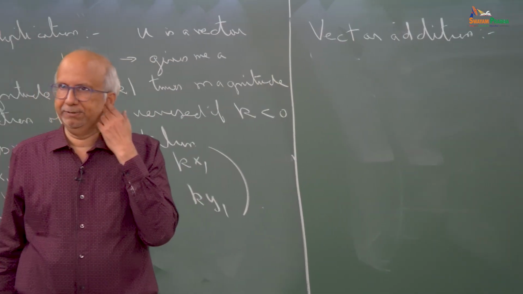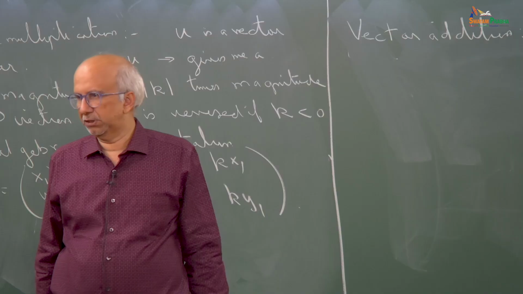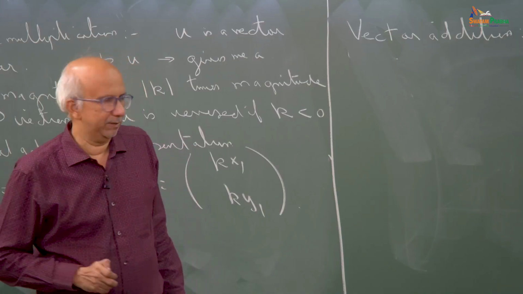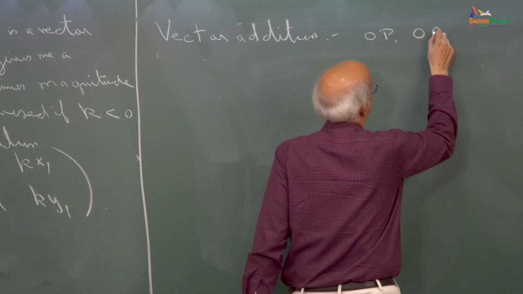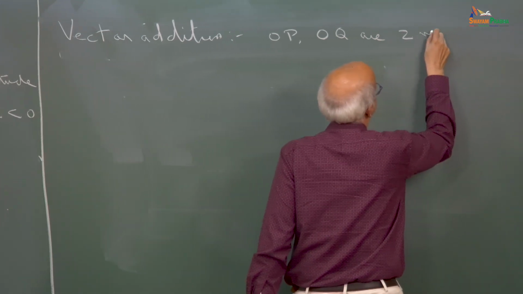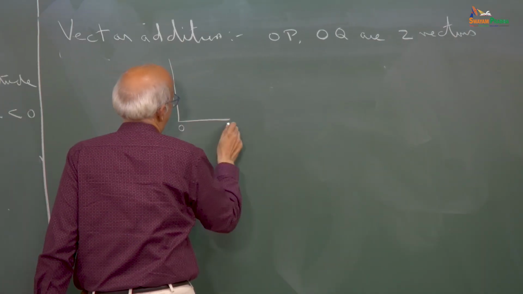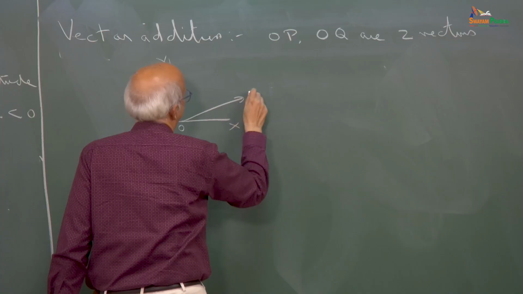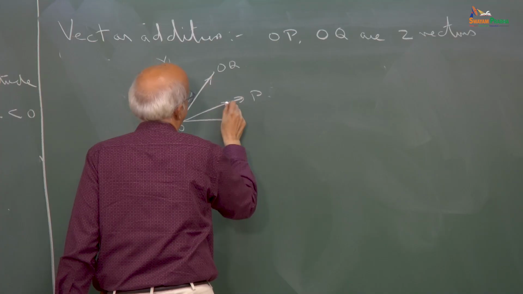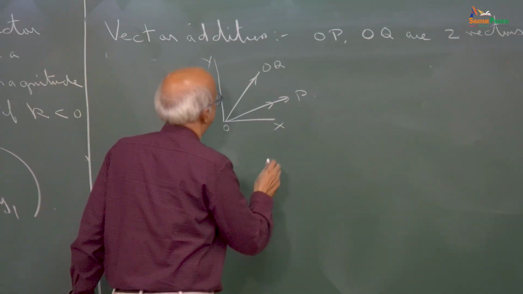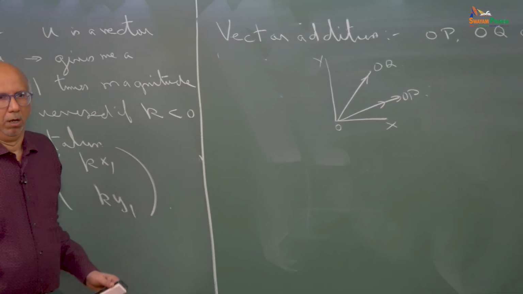When it comes to vector addition, the geometric way of thinking is you use something called the parallelogram law. Supposing you want to add two vectors, supposing you have OP and OQ as two vectors, and let us keep life simple and do things in a two-dimensional plane. OP and OQ. So, what do you normally do in the parallelogram law?